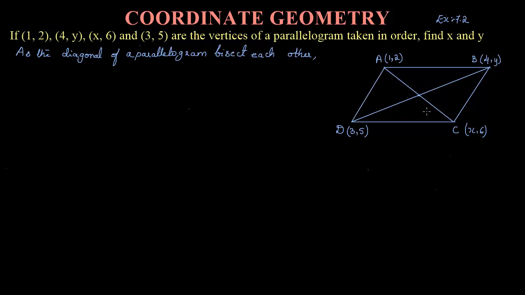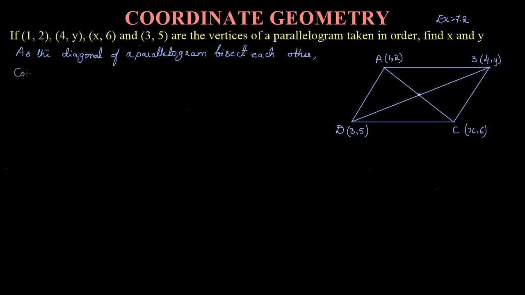The coordinate of the midpoint of line AC will always be equal to the coordinate of the midpoint of BD. What I am saying actually is, if I am talking about the line AC, the midpoint of this line will be what? This point, right? And also if I am talking about the midpoint of the line BD, then also the coordinate will remain the same. So both the diagonals have the same midpoint.